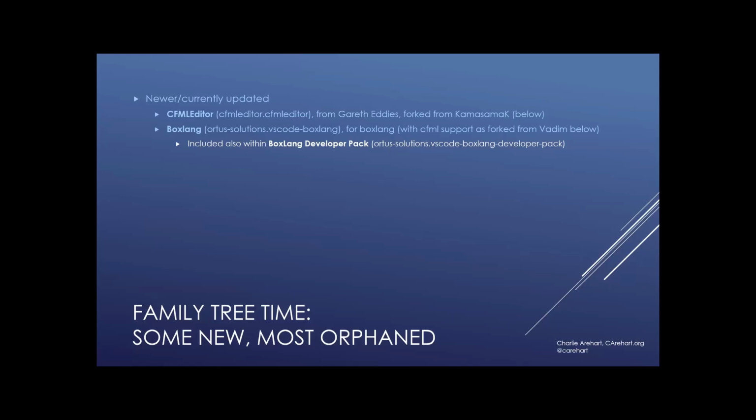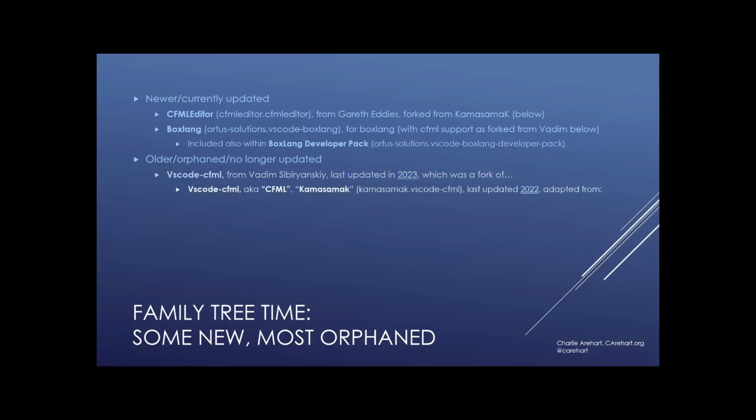It's going to give you the same thing that Boxlang gives you, which is the same thing that Vadim's gives you. And Vadim's is one of these orphaned ones. So it was called VS Code CFML, and his name was Vadim Sidoryansky. And he last updated it in 2023. Well, he forked that from Kamasama K, and the formal name is VS Code-CFML or just CFML. Well, he last updated it in 2022. And guess what? He'd adapted that from the one called Ilia or VS Code-ColdFusion, and it was last updated in 2018.